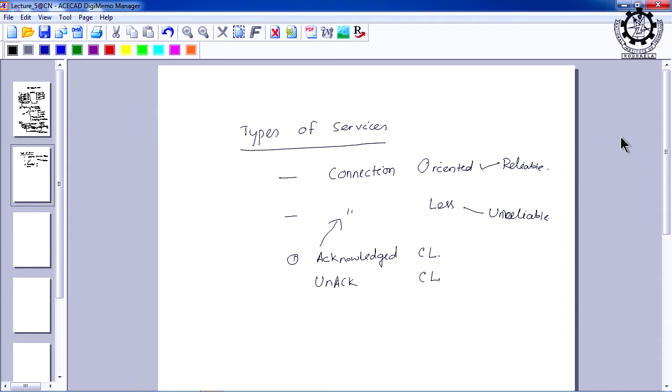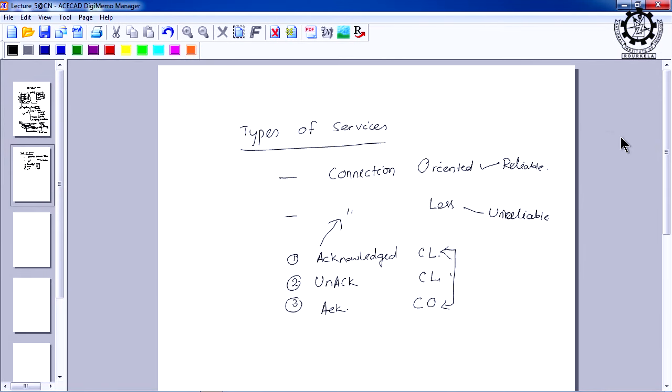This is the first kind of service, the second kind of service, and the third one is on the connection oriented, that is acknowledged connection oriented service. So, these are the three kinds of services being used by the DLL. The most unreliable is the unacknowledged connectionless. As such, connectionless is unreliable, and if it is also unacknowledged, it is the most unreliable. Coming to the next one, acknowledged connectionless.